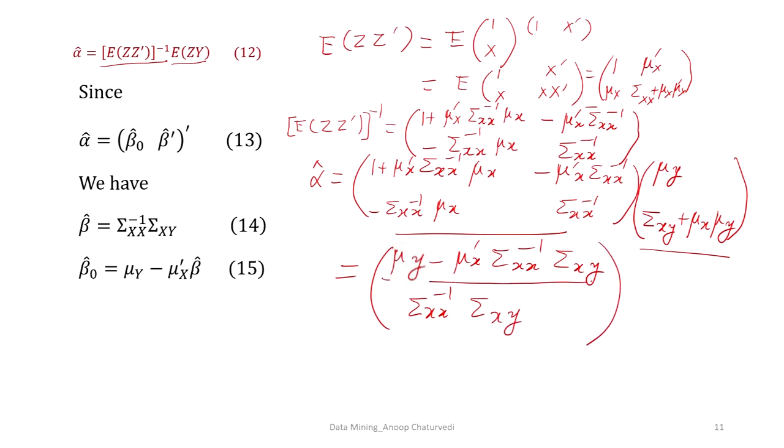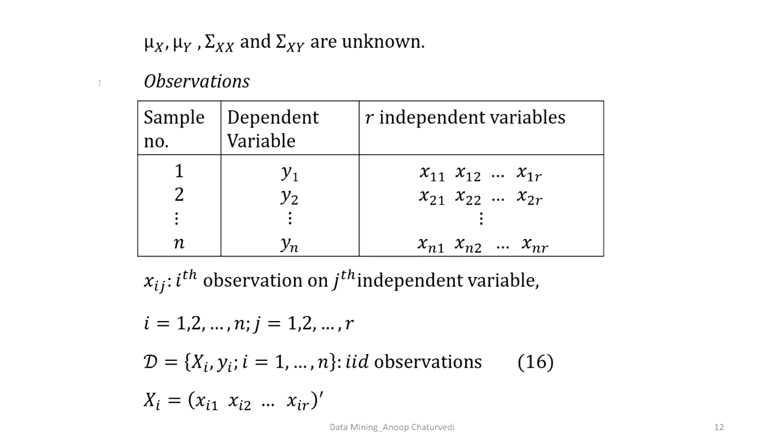So, this is the expression for beta naught hat, and this is your beta hat. So, you get beta hat equal to sigma xx inverse sigma xy, and beta naught hat equal to mu y minus mu x transpose beta hat, and here you get sigma xy. Now, in general, mu x, mu y, sigma xx and sigma xy are unknown.